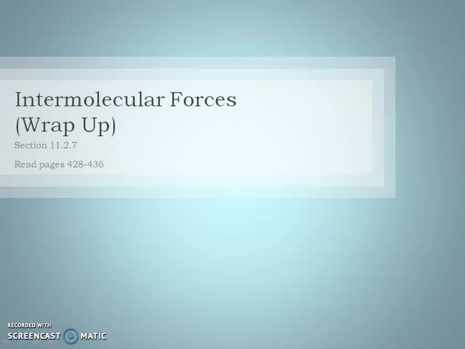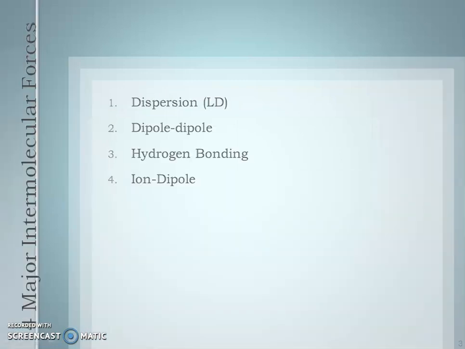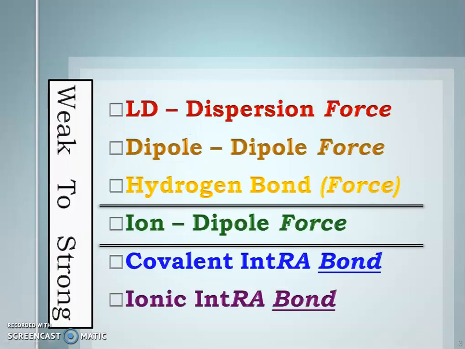Like I said, we're just going to wrap things up, making sure that you're understanding the comparison between the four IMFs. So these are the four IMFs again: the LD, the dipole-dipole, hydrogen bonding. I always like to put bonding in quotes because it's really not the bond we're talking about, but the force of attraction between hydrogen of one molecule and N, O, or F of another molecule. And of course, then the ion-dipole. And again, I like to show it to you as the weakest to the strongest. So pause the video and make sure you're understanding the weakest IMF to the strongest.